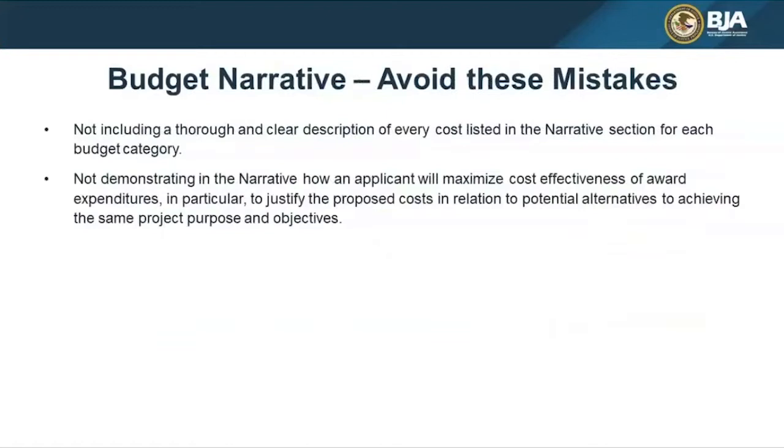Staying on the topic of the budget narrative, you need to avoid the mistake of not including a thorough and clear description of every cost listed in the narrative. Also avoid not demonstrating in the narrative how an applicant will maximize cost effectiveness of award expenditures, in particular, to justify the proposed costs in relation to potential alternatives to achieving the same project purposes and objectives.